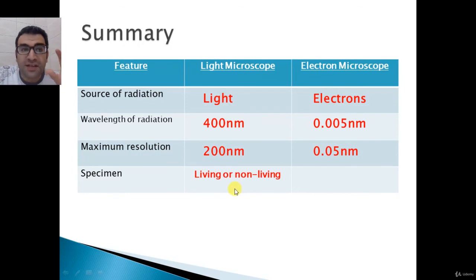One more advantage of the light microscope over the electron microscope is that in the light microscope you can use living or non-living specimens. However, in the electron microscope the specimen must be non-living since it must be dehydrated.